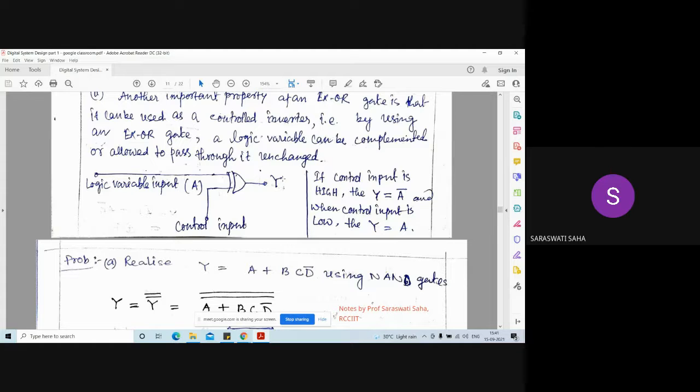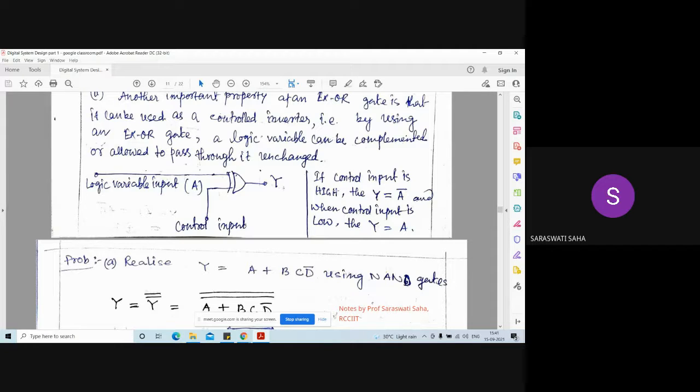Okay. Yes, ma'am. In this condition Y follows A and this operation is known as buffer. This term is known to you? I don't know whether you know this term buffer. Buffer means actually the output follows the input, or you may call it the input follower. So output follows input. But see, if we put this at high level, what will be the output?